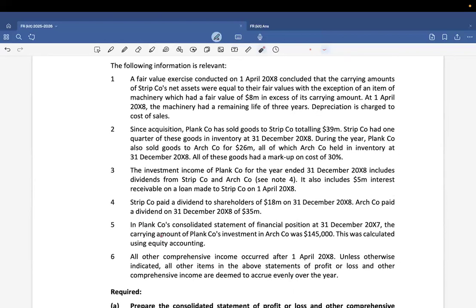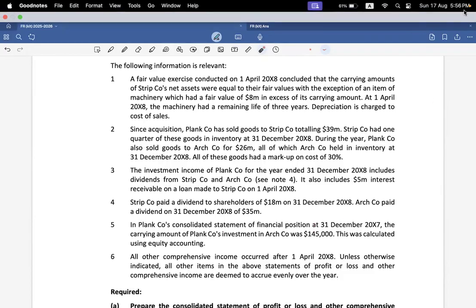So dividends paid is financing activity. It should go there. Dividends received are investing activity in terms of SOPL, so it should go there. Associates dividend should go there. In Plan Company's consolidated statement of financial position, 31st December 2007, the carrying amount of Plan Company's investment in Arch was 145,000. Okay. So this is the carrying value. Instead of taking cost of investment, we take it as a carrying value.